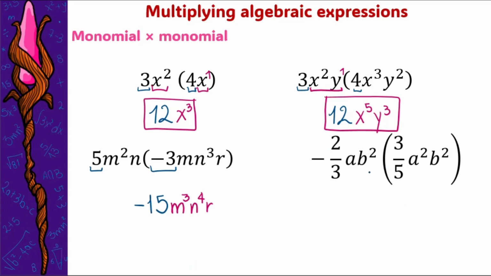And this also works when the numbers are fractions. In this case, minus 2/3 times 3/5. We can actually cancel the 3 because we are multiplying. This one is in the numerator, this one in the denominator, so they just cancel together and the result is going to be minus 2/5. And with the variable parts, we are going to have a and b. Let's check the powers. 1 and 2 makes 3, and 2 and 2 makes 4. So the result is minus 2/5, a to the 3rd power, b to the 4th power.